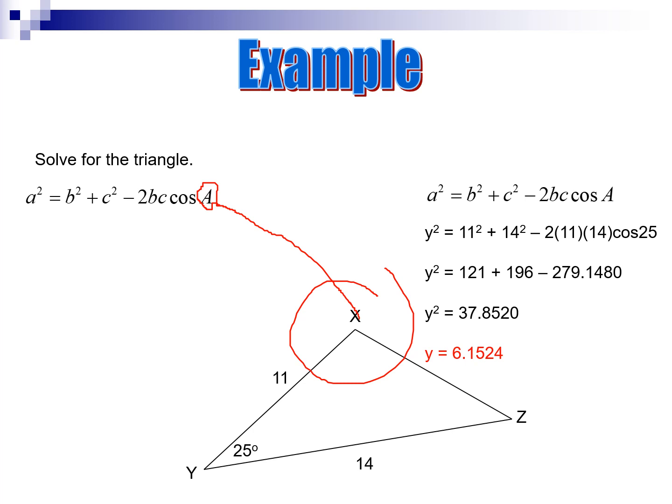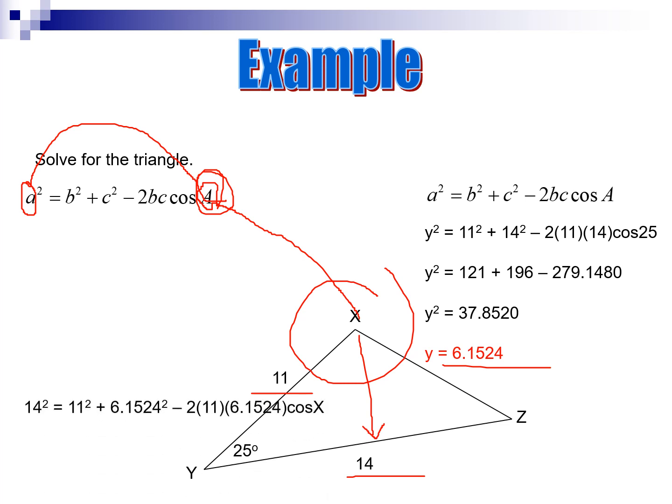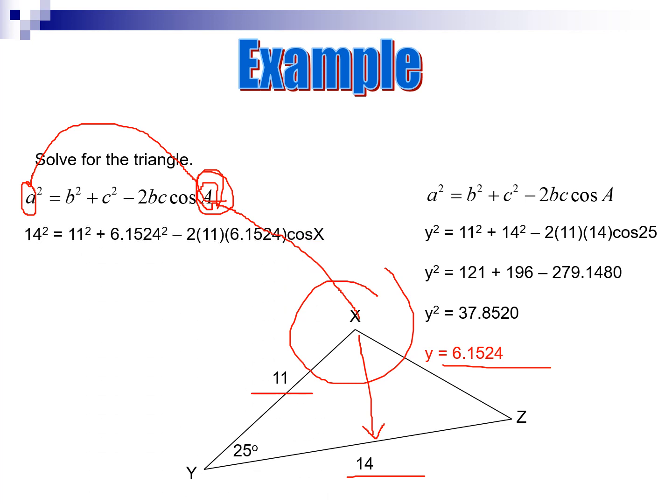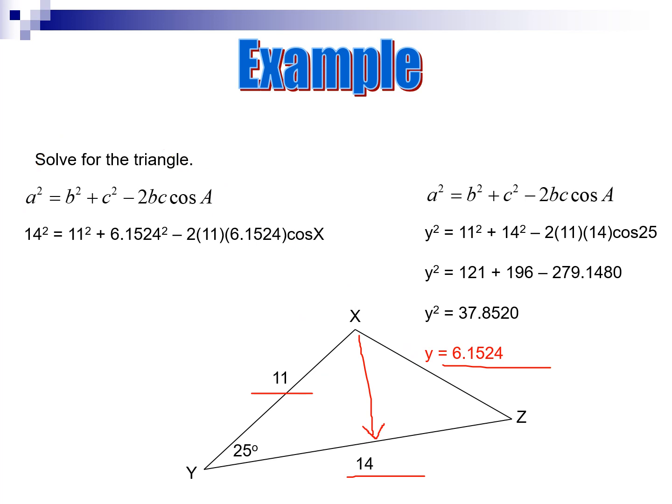So then which number has to go here? The 11, the 6.1524, or the 14? It has to be specific. It has to match the angle. It has to be the one that's directly across from it. So it has to be the 14. All right, so there it is. We have put in the 14.